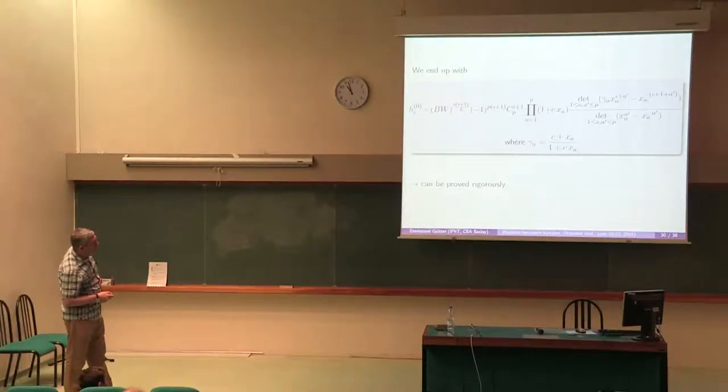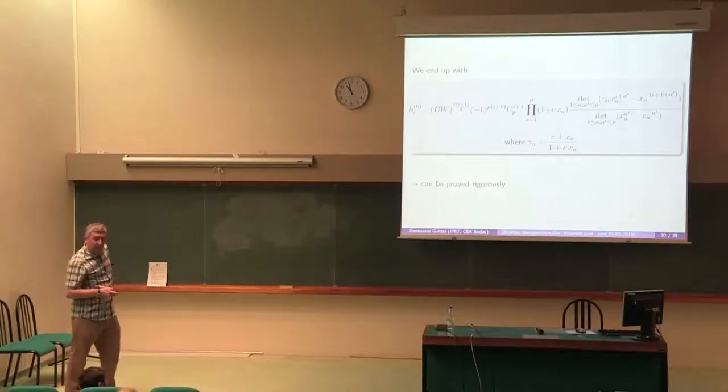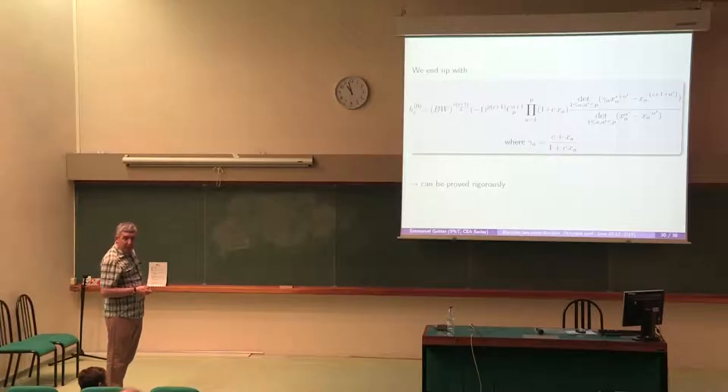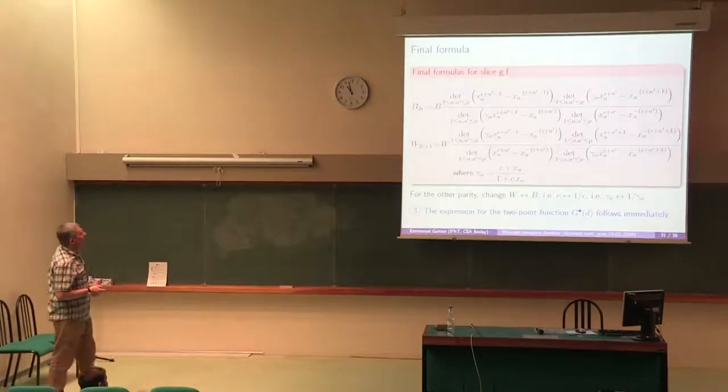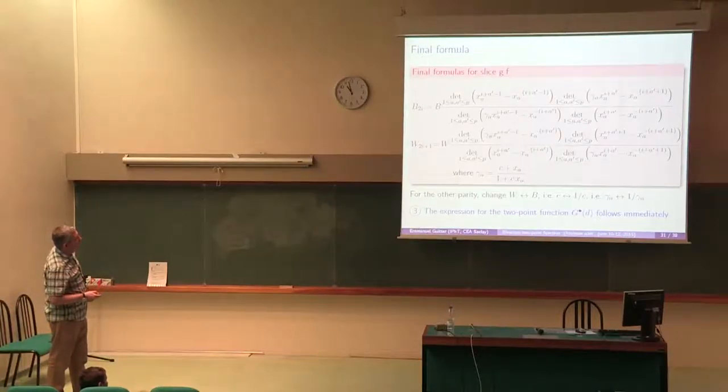Okay. And I think I can prove it rigorously here. I just gave you the heuristic argument, but you can just take your Alice book, produce what they need for this, and it works also. It's a bit long, but it works. So in the end, you make your ratio of Hankel determinants, and you end up with these formulas. Okay, and that's for one parity, and for the other parity, you simply exchange B and W, you change the colors, B and W, C corresponds to C with 1 plus C gamma, and then you express the three-point function. You are done.